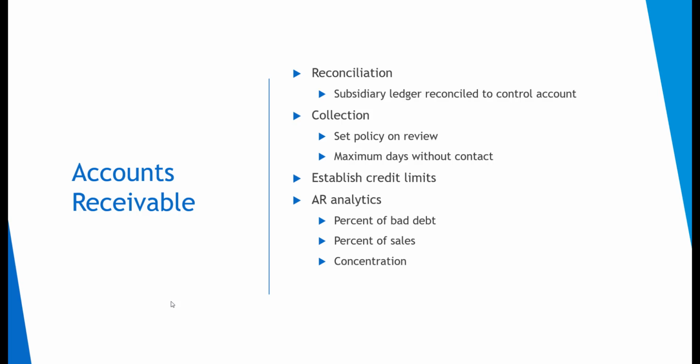But you also want to analyze, what's my percent of accounts receivable bad debt. If you're writing off quite a bit, that may indicate you need to set up a tighter credit allowance, maybe tighter credit limits, what have you. But you need to make sure you're analyzing your bad debt.